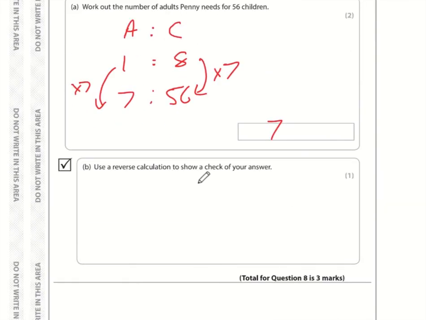Okay, use a reverse calculation to show a check of your answer. Well, the last thing we did was 1 times 7 equals 7. I don't think 7 divided by 7 equals 1 is what they're after. We did 8 times 7 to get 56. So 56 divided by 7, do we get 8? And yes, we do.